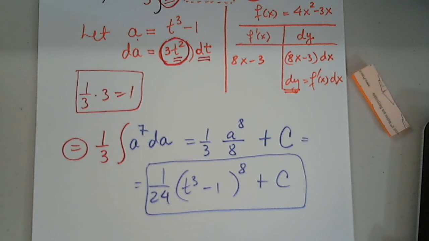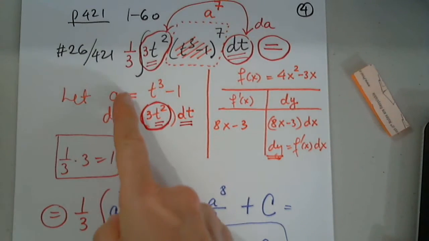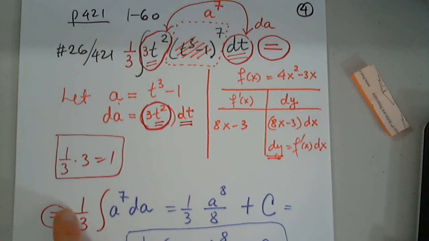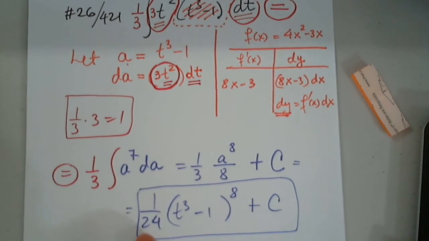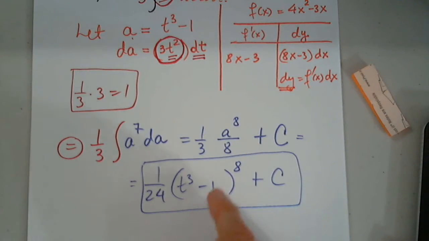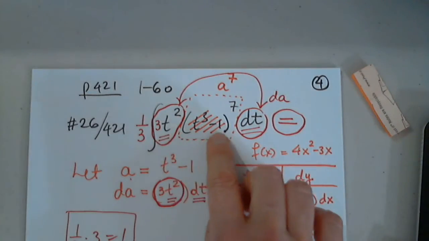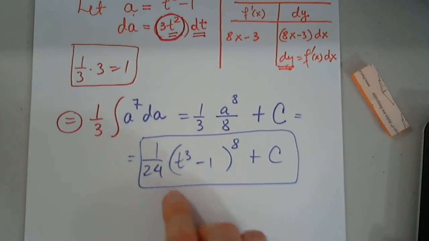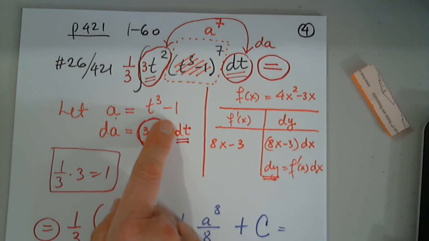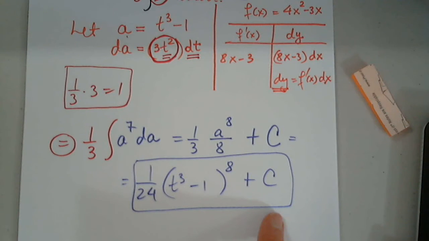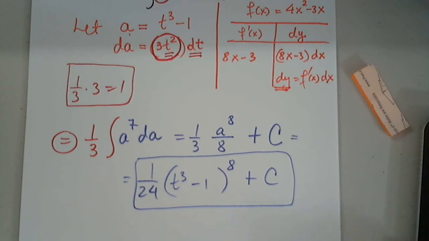We use a substitution. We transformed everything in the integral in terms of A. We solved it very easily because this is A to the 8 over 8. And then at the very end, we have to replace A by t cubed minus 1 because the integral was initially given to us in t. The answer has to be in t. Who cares about A? We do. But the answer does not. We cared about A because we used it to solve.